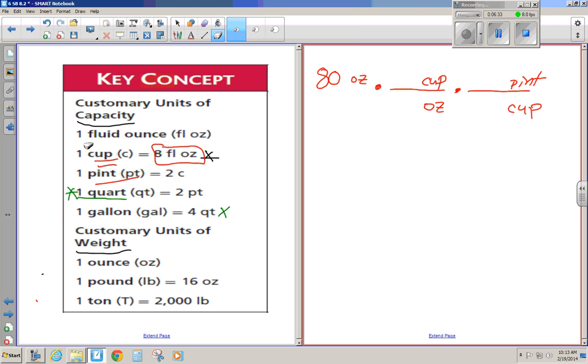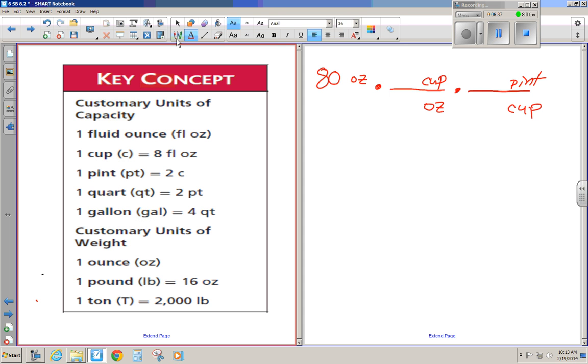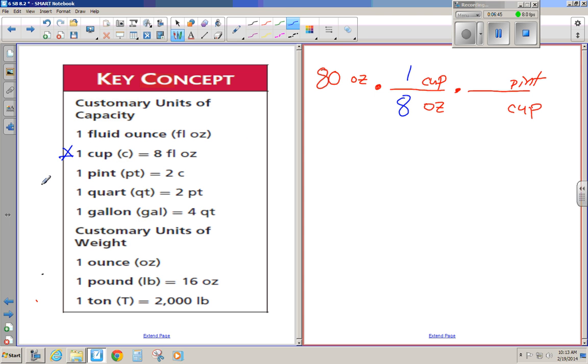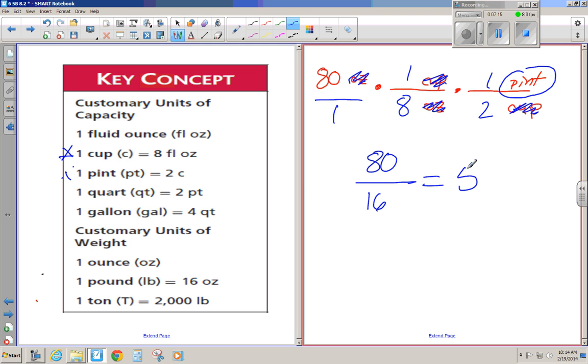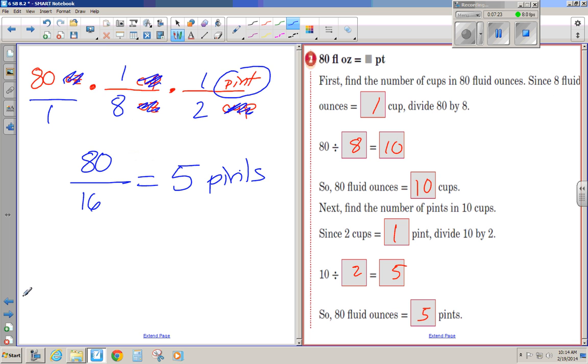Meaning, cups to pints. So we need this one, 1 cup for 8 ounces. We need 2 cups for every 1 pint. And now we're multiplying. So we don't even have to care about the units. Ounces disappear, cups disappear, pints is all that we have left over. 80 times 1 times 1 over 1 times 8 times 2 still gives me 5 pints. All right, this is basically a unit analysis. I would rewatch these videos.